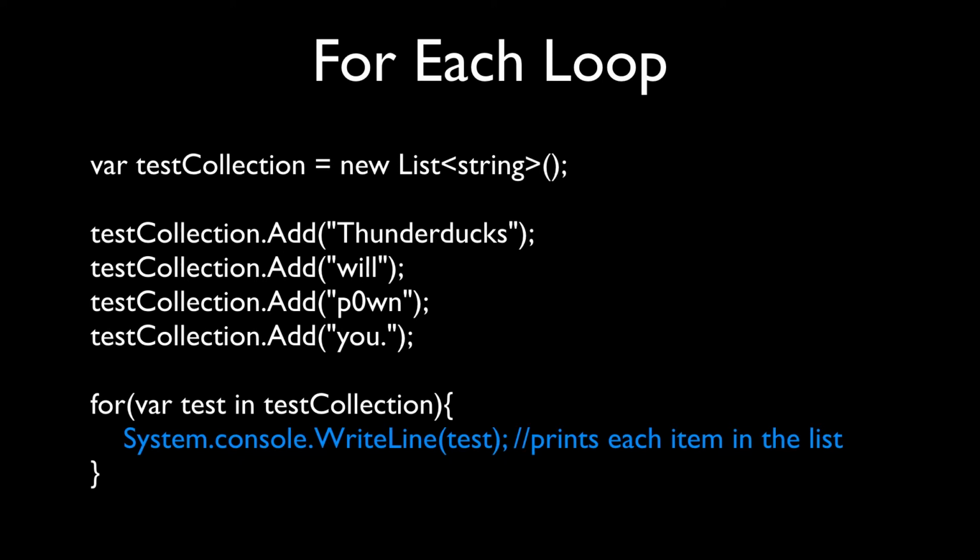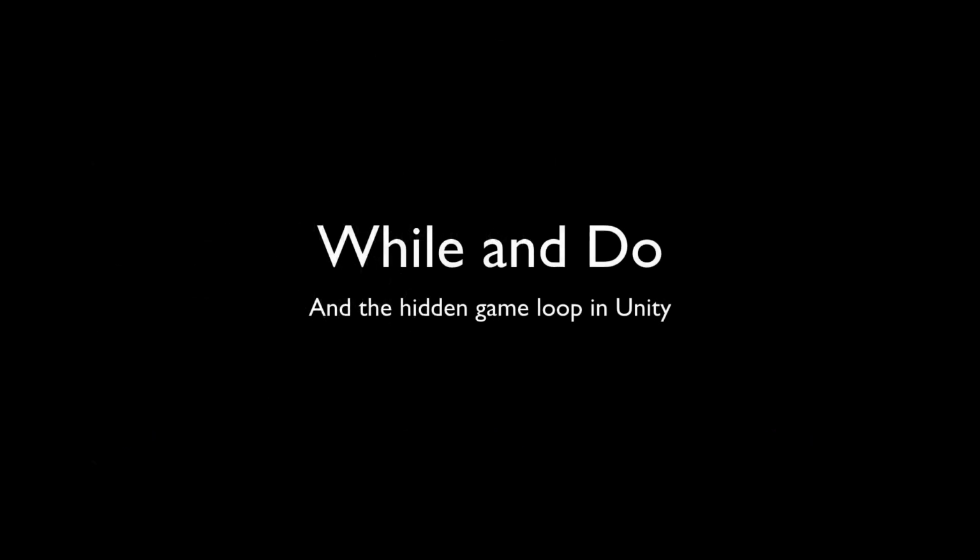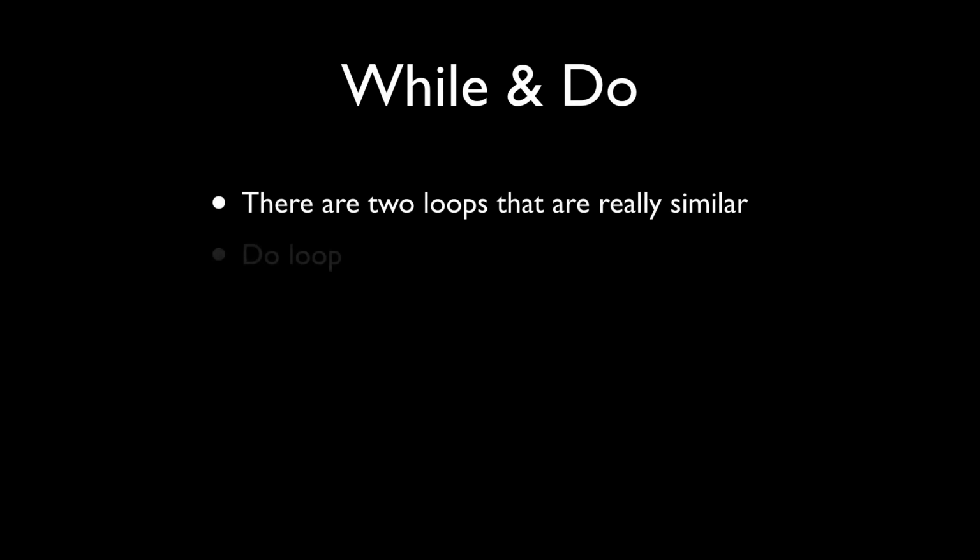All right, so there are a couple of other kinds of loops, actually 2 left that I really want to cover, maybe 3. But these 2, while and do, are really almost the same thing. And then we're going to talk about the game loop in Unity. It's an important concept for game developers. So we'll do while and do first. As I mentioned, they're almost the same.